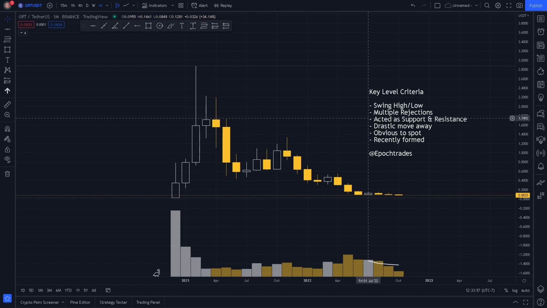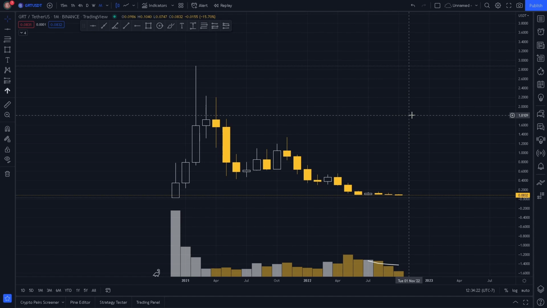Today we're going to be covering key levels on the monthly and weekly time frames for GRT token. So, as always, our key level criteria: we look for swing highs and swing lows, multiple rejections, acted as support and resistance, drastic moves away, obvious to spot, and recently formed. So, as always, let's go ahead and hop right in.